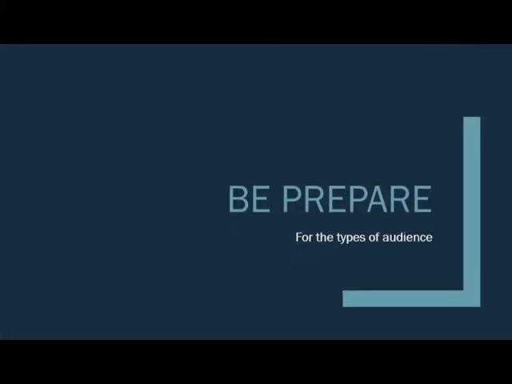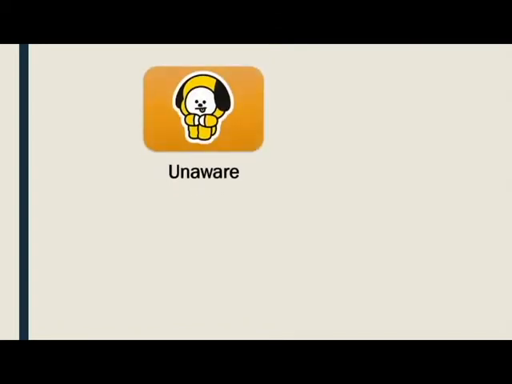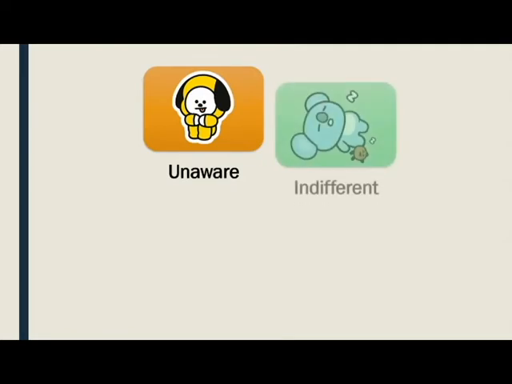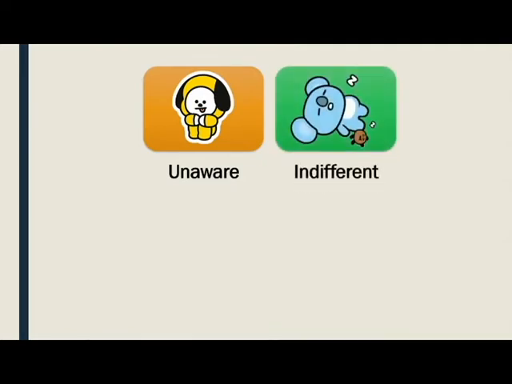Okay, let's move on and be prepared for the type of audience. There are four types of audience. The first one is the unaware audience. I see them like puppies. Why? Well, they have little or no information on your topic. Sometimes we are bound to believe some things are common knowledge for everyone, and we speak of a certain topic freely. But no. Next, we have the indifferent ones, or the koalas.